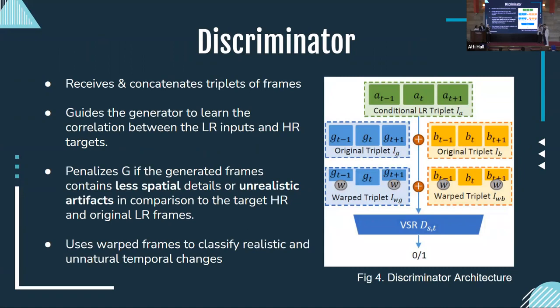For this discriminator, the discriminator receives and concatenates triplets of frames. Also, it guides the generator to learn from the high resolution frame and the low resolution frames. Also, the discriminator penalizes the generator if the generated frames contain artifacts or are unrealistic. And finally, it is to classify the unrealistic and unnatural temporal flows.